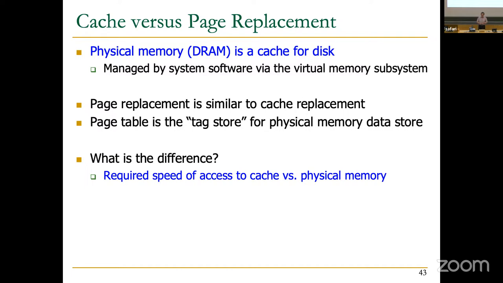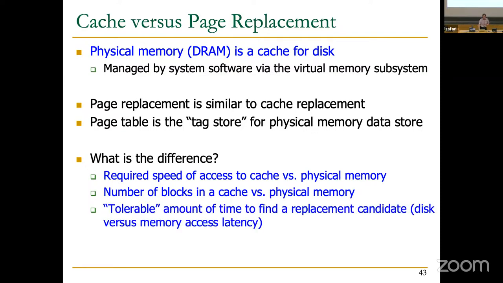It doesn't need to be very fast, if you will, because caches require accesses that need to be as quick as cycles. Here, we're talking about bringing the page all the way from disk into memory. You can have your sweet time to figure out what to replace, right? Because that's going to take at least microseconds. Okay, so the number of blocks in a cache versus physical memory, hopefully we've seen that. I just gave you an example with 2 to the 28 blocks in physical memory, or pages. So this makes complicated physical memory replacement algorithms not easy to implement.